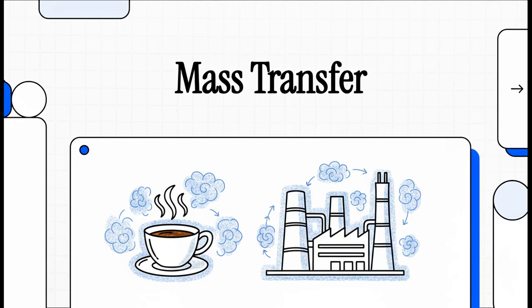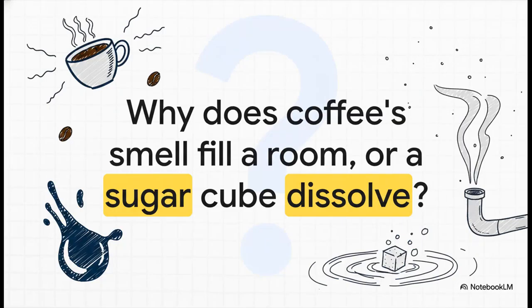All right, let's jump right in. Today we're going to talk about a hidden force that controls, well, just about everything. From how you can smell coffee brewing in the kitchen to how engineers design massive chemical plants. It's called mass transfer. You ever wonder about that?